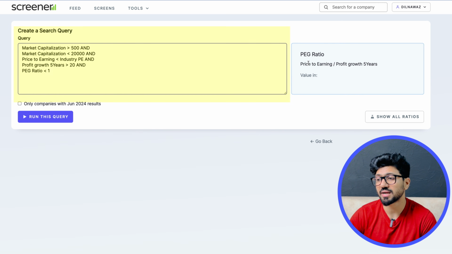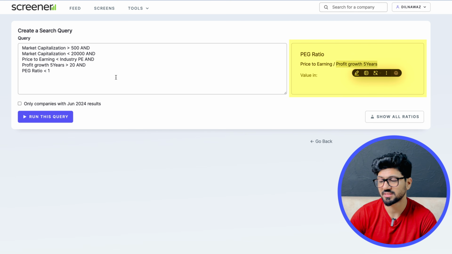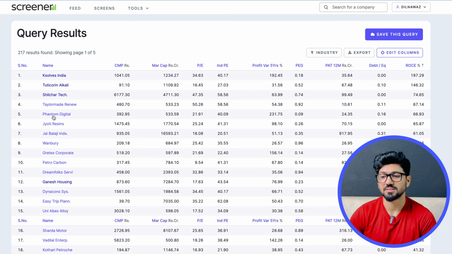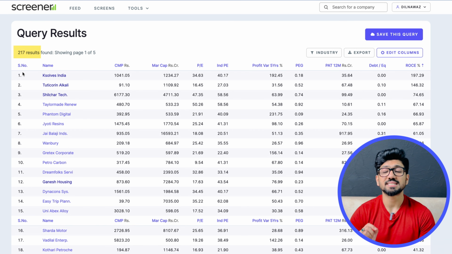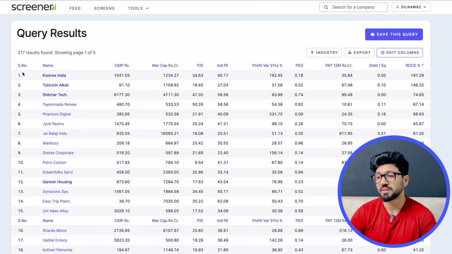You can also see on the right hand side, PEG ratio is price to earnings divided by profit growth for 5 years. Let's run the query and see what happens. Okay, so we have found 217 results and these are all the companies that have PEG ratio less than 1, and you can see here the PEG ratio.